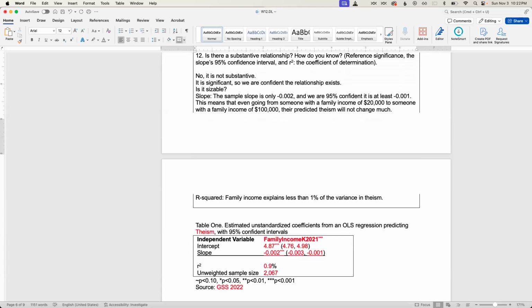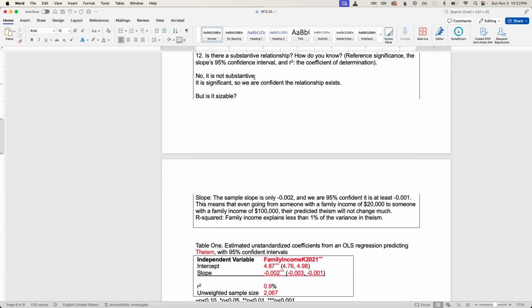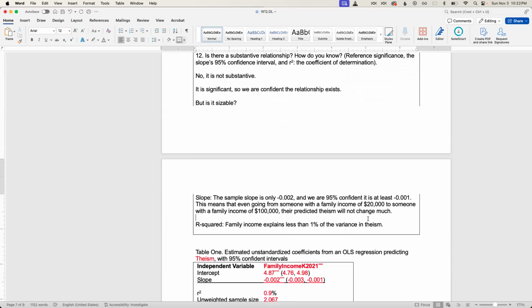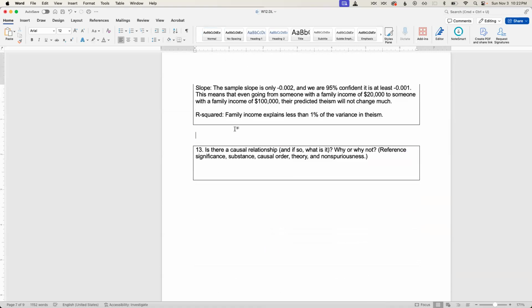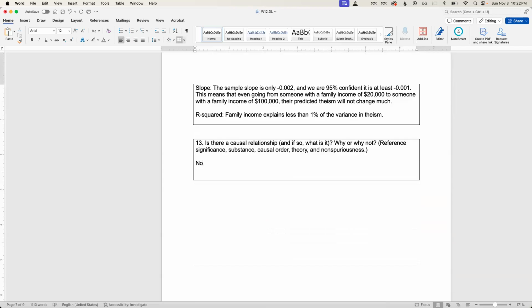Okay, so while it was significant, we're confident there is a relationship. We're not confident that the size of that relationship is meaningful or big. Okay. Is there a causal relationship? I'm going to say no because it wasn't substantive.